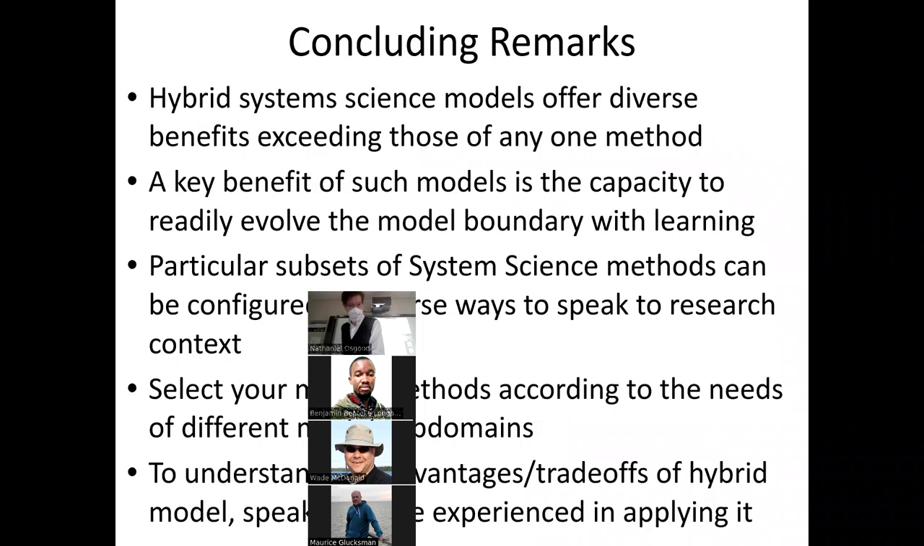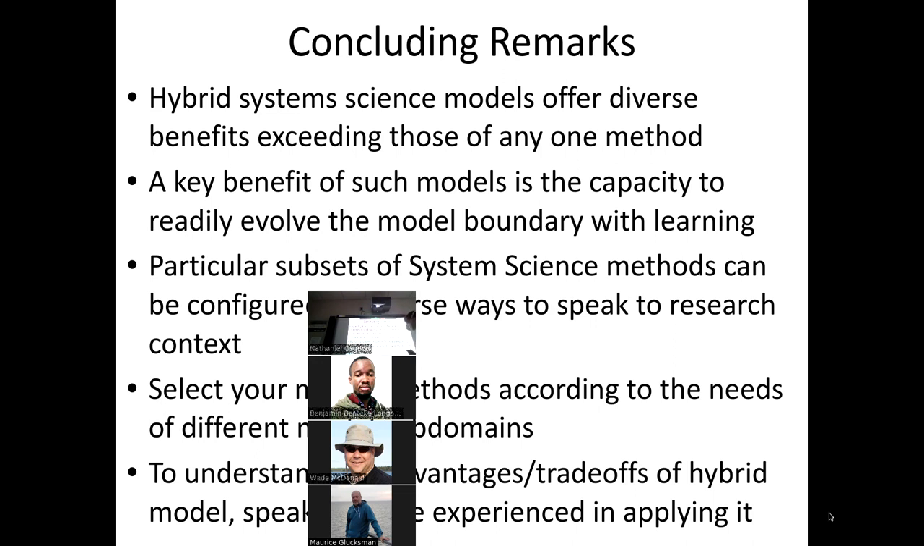Okay, so just a few concluding remarks here as I need to wrap up. Hybrid system science methods offer benefits exceeding those of any one model. And for some of these models, there really is a sense that the whole is greater than the sum of the parts. But a key benefit of these models is actually a benefit to the modeling process. It's the capacity to readily evolve model boundaries with learning.